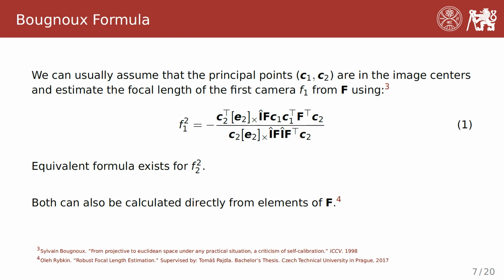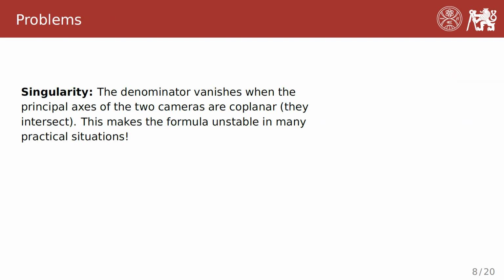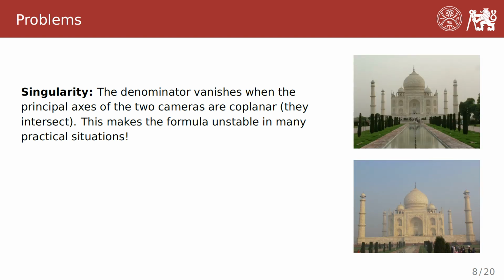After the fundamental matrix is estimated, it is possible to extract the focal lengths of both cameras in closed form using the Bougnoux formula. Unfortunately, this approach has 2 main limitations. The formula has a singularity when the principal axes of the 2 cameras intersect or are parallel. This degenerate configuration occurs quite often in practice, as photographers usually place objects of interest in the centers of images. This leads to unstable results in many common scenarios.